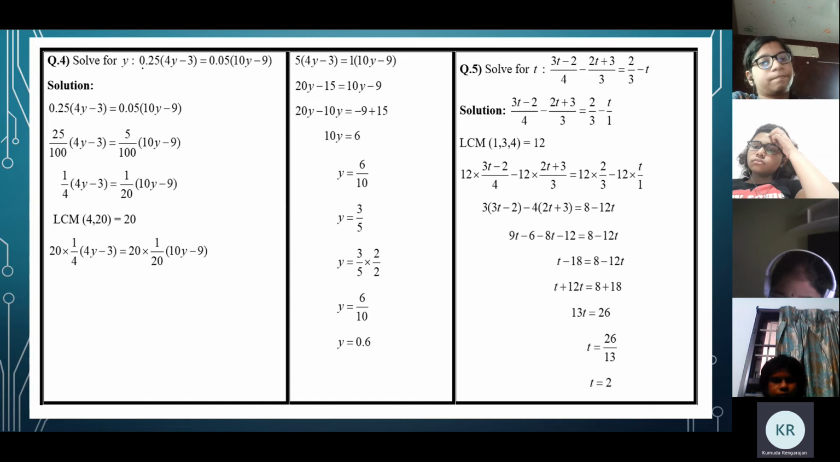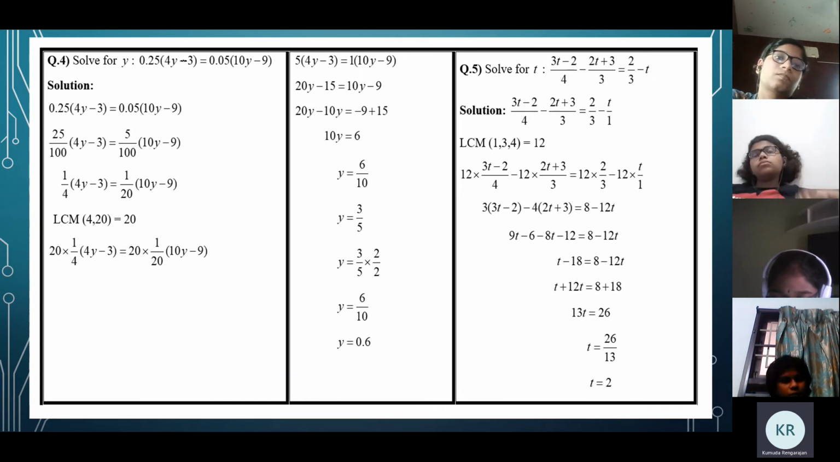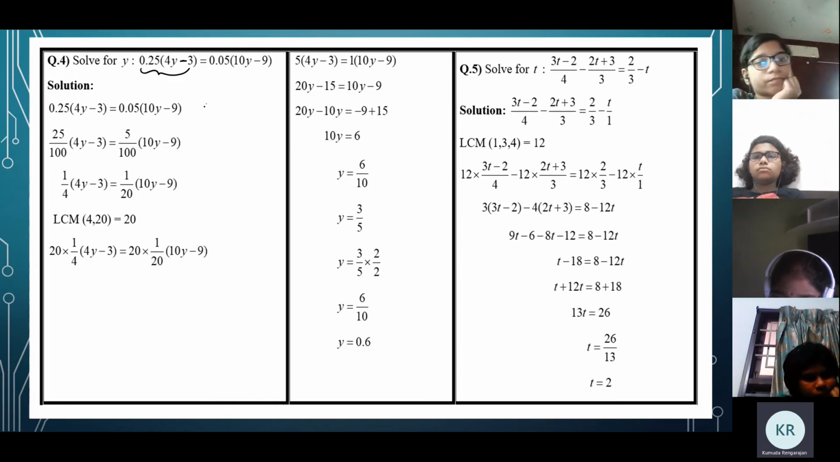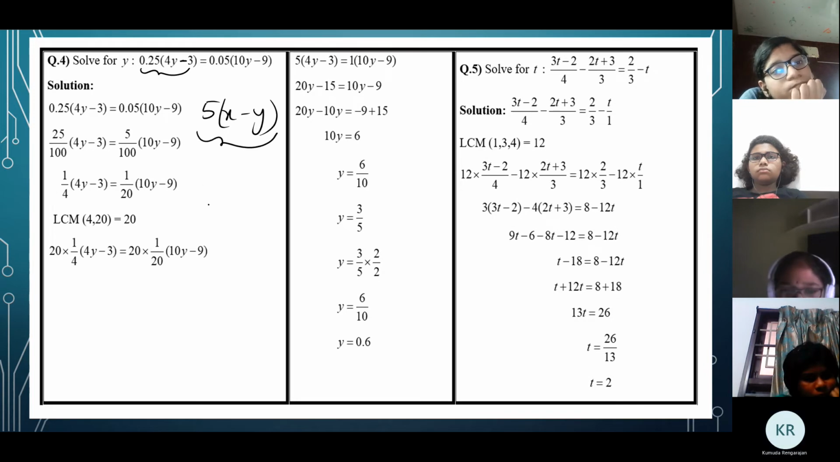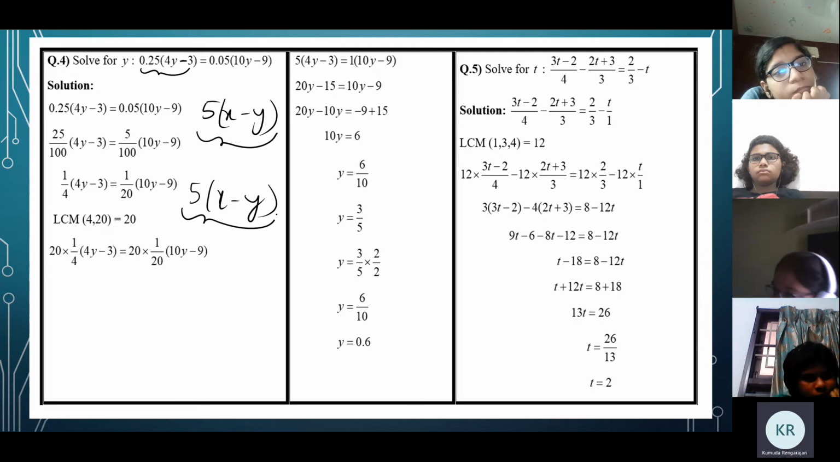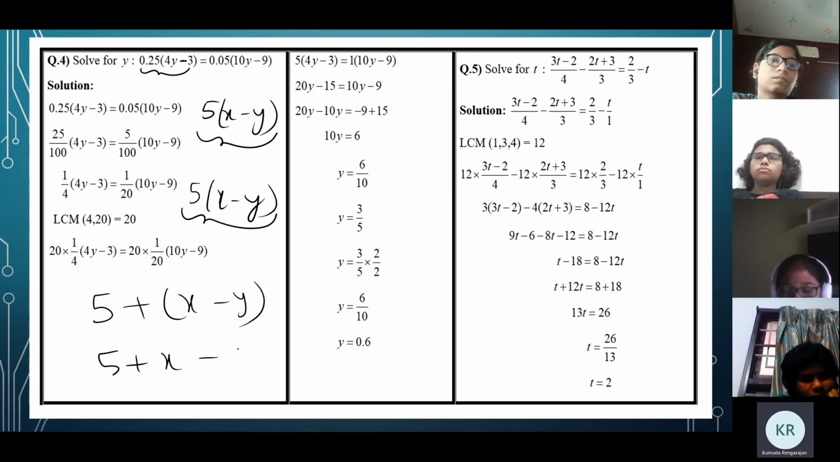So here you can see this is 4y minus 3. You may think there's a separator here, but 4y minus 3 into 0.25 becomes one term. It's like 5x, 5 into x minus y. This is one term, because it's a product. 5 into x minus y is only one term. 5 plus x minus y is 3 terms.